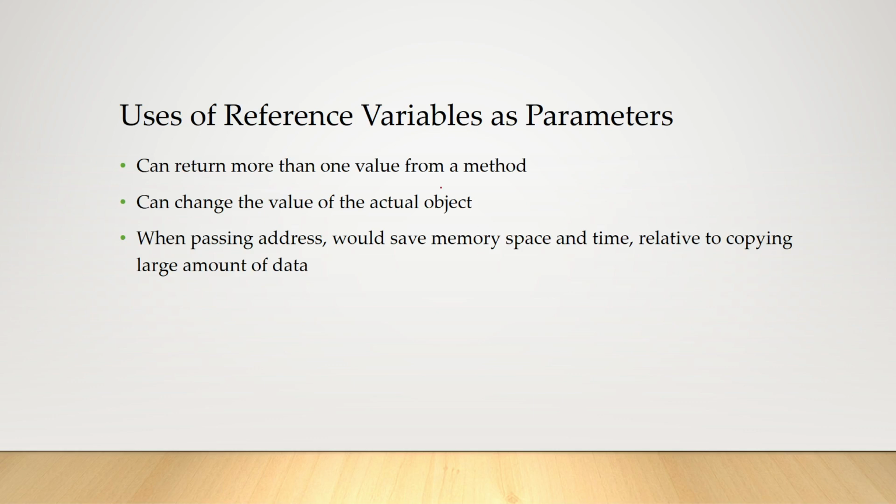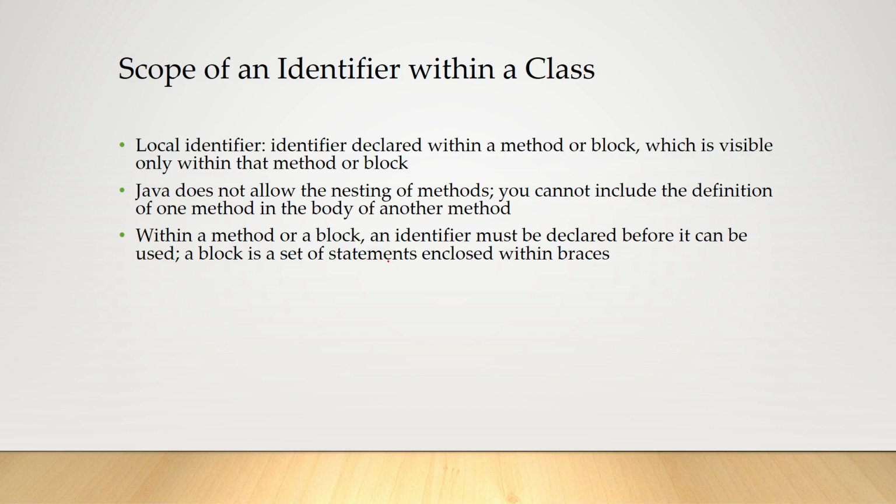Okay. Now, a reference variable can return more than one value from a method because it can contain properties of the object. Passing an address would save memory space and time relative to copying a large amount of data. Yes. Now, talking about methods, which include some identifiers, it matters to the scope.